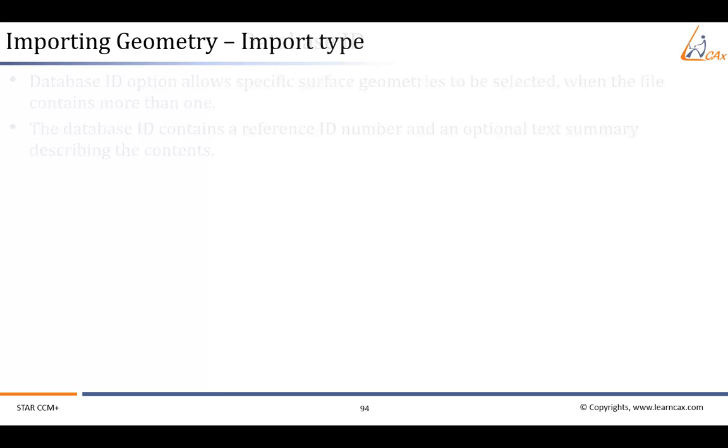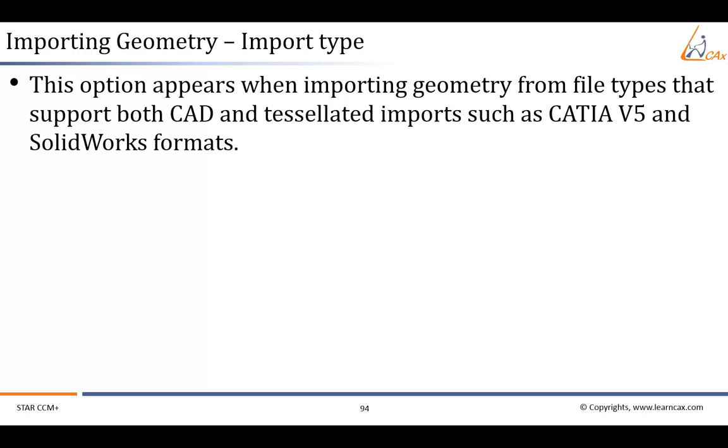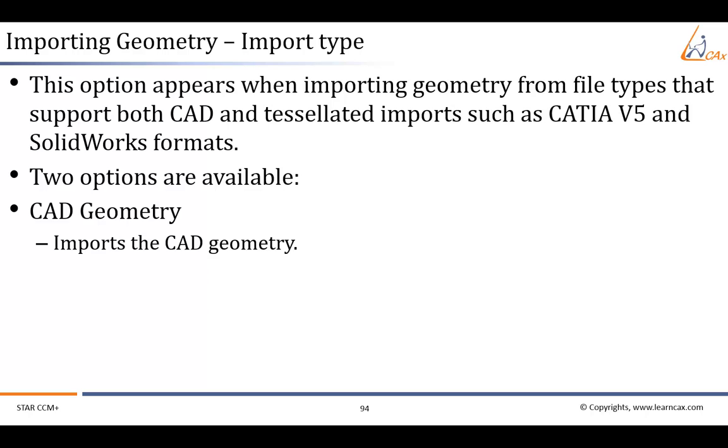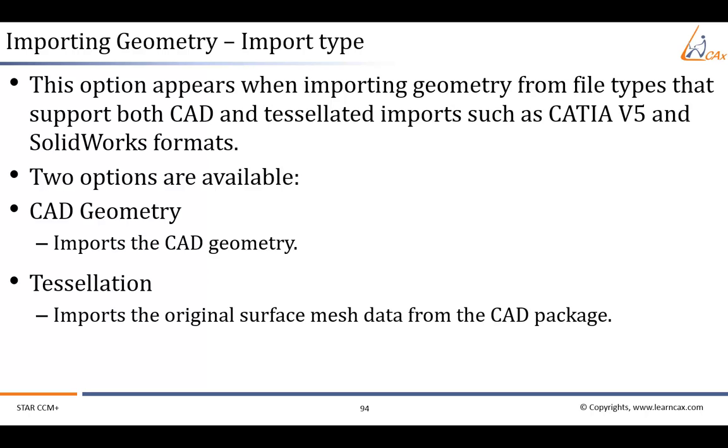Another option while importing a CAD file is the import type. This option appears when importing geometry from file types that support both CAD and tessellated imports, such as CATIA V5 and SolidWorks formats. There are two options which we can select. CAD geometry will import the CAD geometry. Tessellation imports the original surface mesh data from the CAD package.